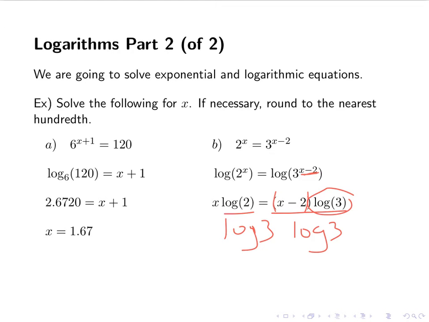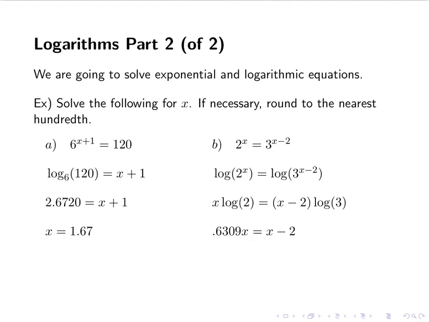So if one of your exponents is a binomial, divide by that log. But it really doesn't matter. You could divide by either one. But again, if you divide by the one with the binomial, you don't have to worry about distributing anything. So divide both sides by log of 3. This I can plug right into my calculator. And again, I'm going to go to 4 decimals because I'm in the middle of a problem.